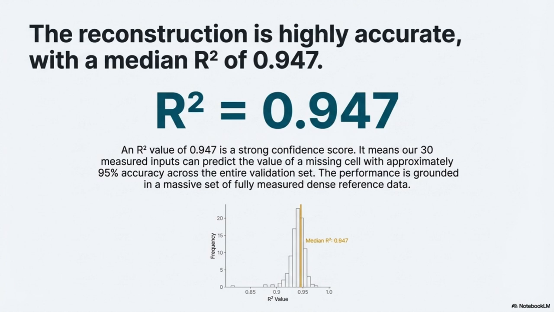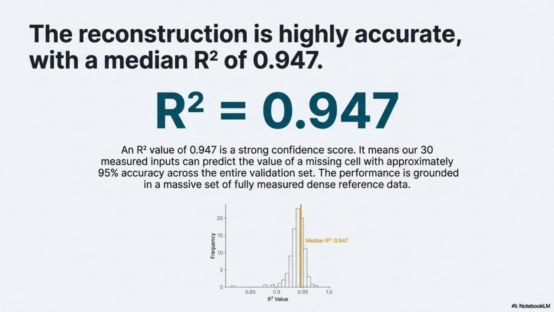Okay, so for those of us not wrestling with stats daily, what does an R-squared of 0.947 really mean? It's basically a confidence score. It tells you how well your inputs, those 30 measured points, predict the output, which is that missing cell's value. An R-squared of 1.0 would be perfect. So 0.947 is? It's strong. It's like saying, when we reconstruct this matrix, we are right about 95% of the time.